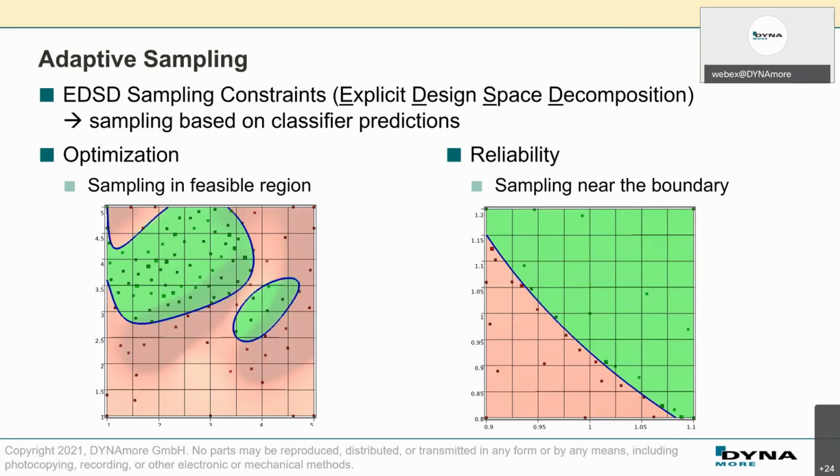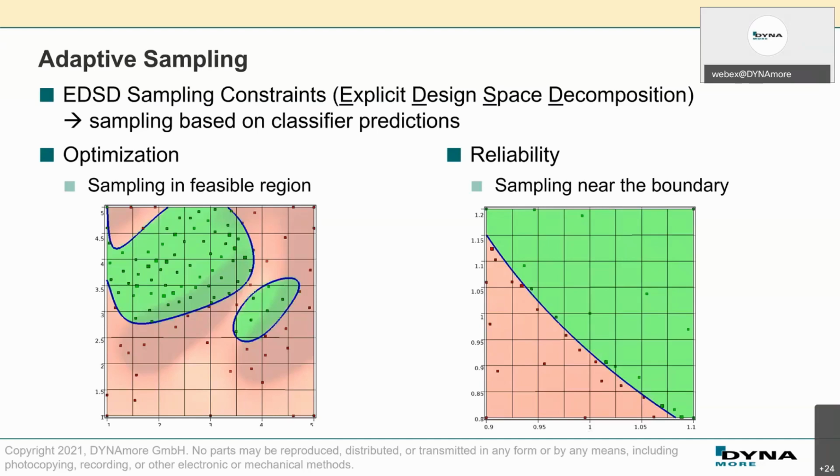So for optimization, it could be used to do the sampling only in feasible regions. Of course, since it's based on a classifier prediction, and this is just a prediction, we will always have some points outside the feasible region because the classifier boundary is adapted more and more over the iterations. And in the same way, it can be used for reliability analysis. In this case, we are not interested in sampling only in the feasible region, but we are interested in a better approximation of the constraint boundary, so the sampling is done near the boundary.